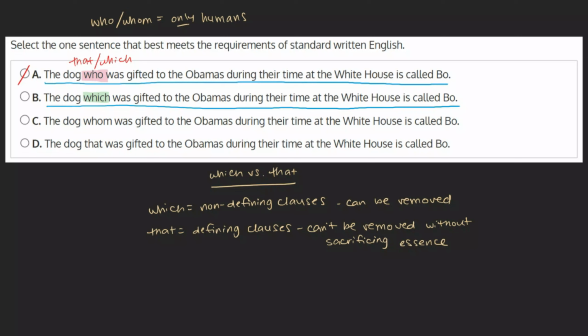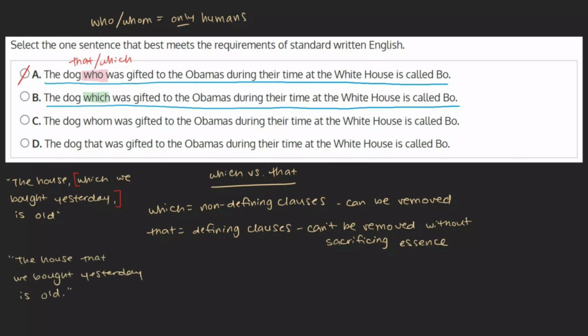For example, in the sentence, "The house, which we bought yesterday, is old," we can remove the phrase "which we bought yesterday" and still have an understandable sentence. The house is old. However, in the sentence, "The house that we bought yesterday is old," the usage of that shows us that we're talking specifically about the house bought yesterday, not to be confused with the house bought a month ago or a year ago. Removing "that we bought yesterday" here removes the clarity and point of the sentence.